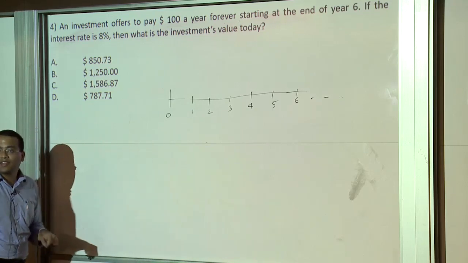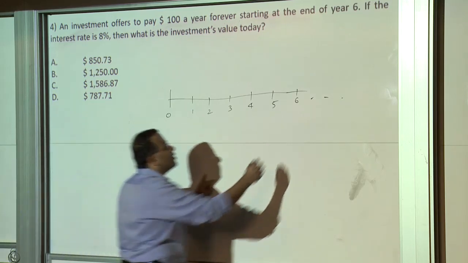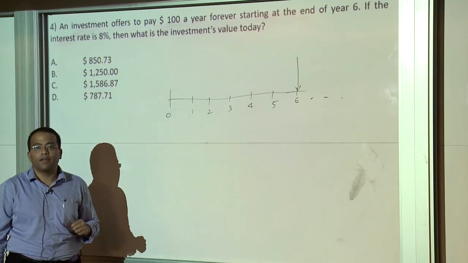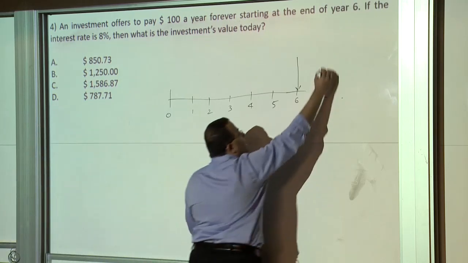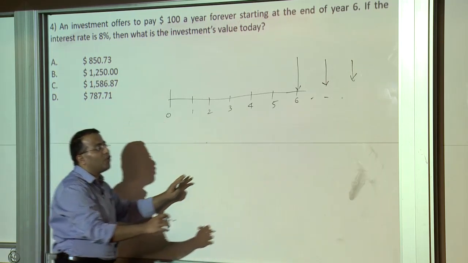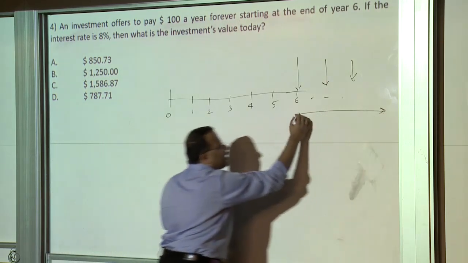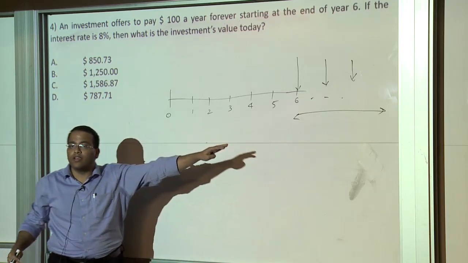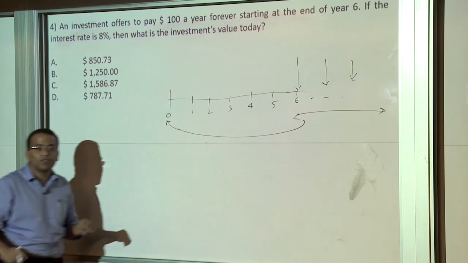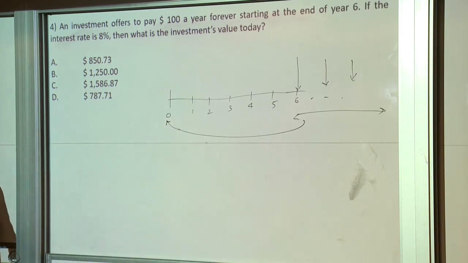And what they're telling you here is that the first payment for this perpetuity happens on this day here, and so on, every year after that. And you want to try and find the value of all of these payments. There are an infinite number of payments. You want to try and find the value of all of these payments back at this point in time. That's what you want to do.